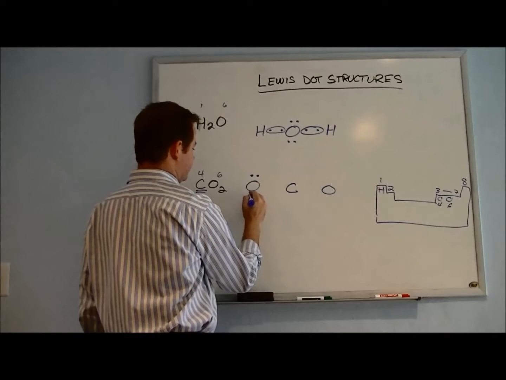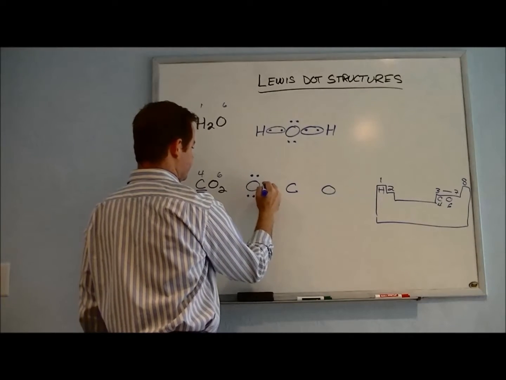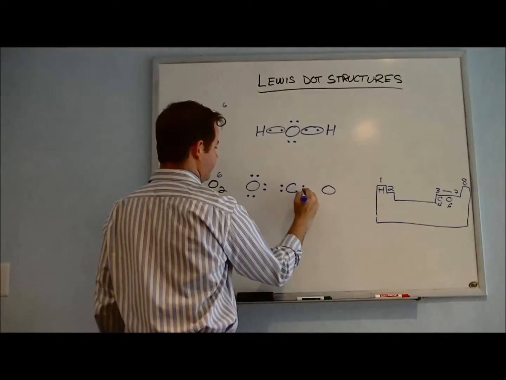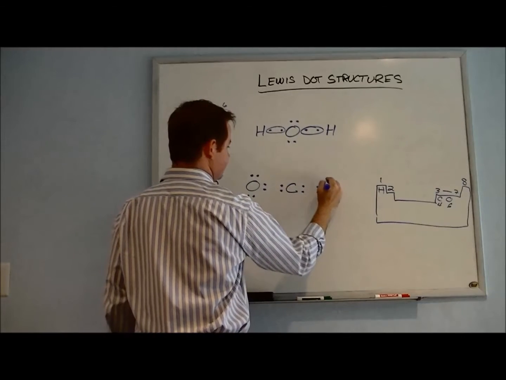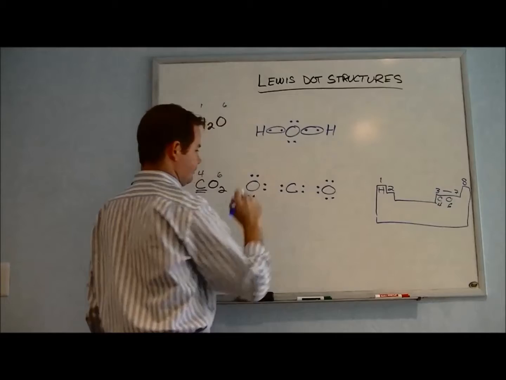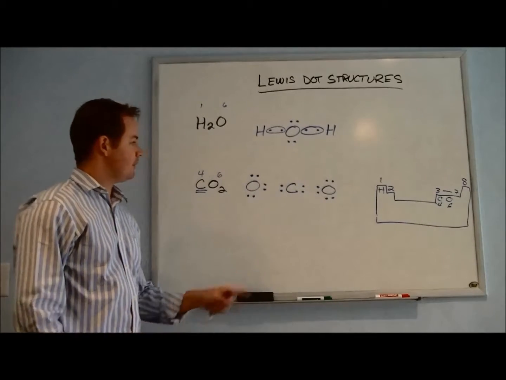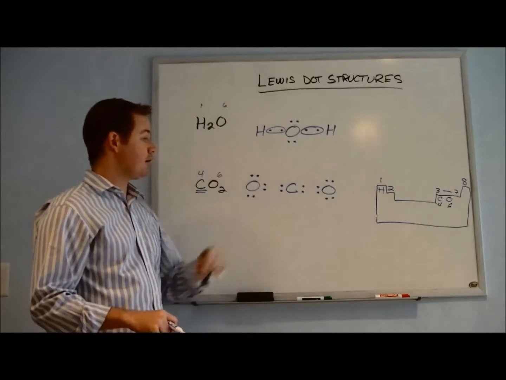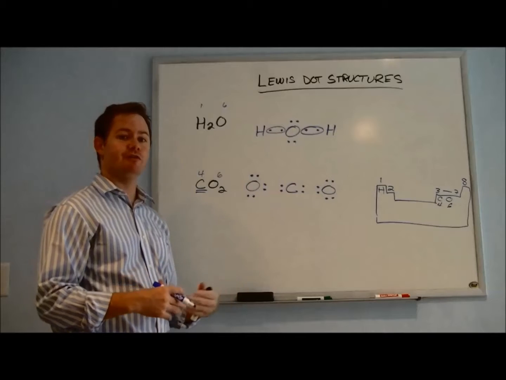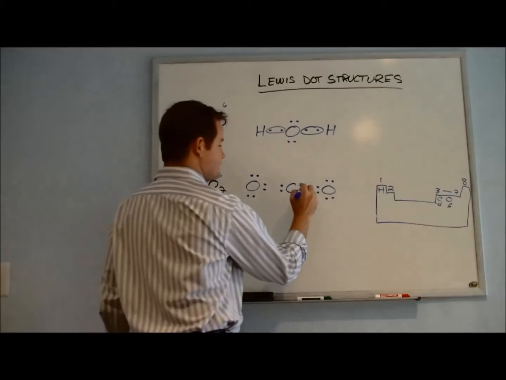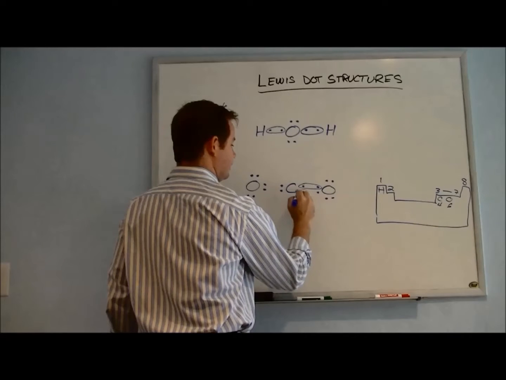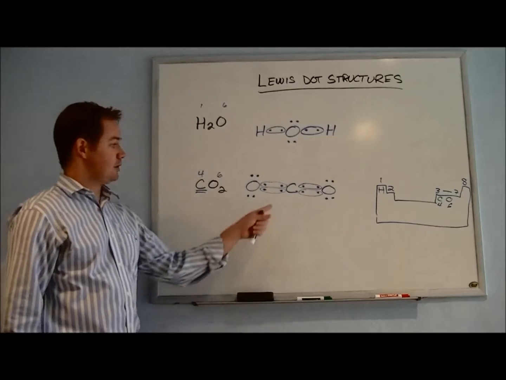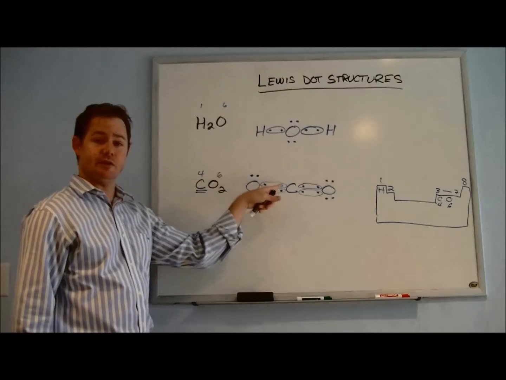Oxygen has 1, 2, 3, 4, 5, 6. Carbon has 1, 2, 3, 4. This oxygen has 1, 2, 3, 4, 5, 6. And what's going to happen here, carbon right now has 4 electrons around it, which means that in order to get to 8, carbon wants to be involved with the sharing of 4 more electrons. So that means that we're actually going to have a bond formed here, here, here, and here, so that now carbon has access to all 8 of those electrons.